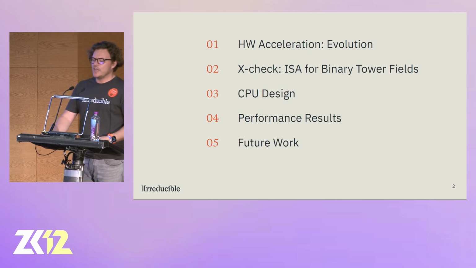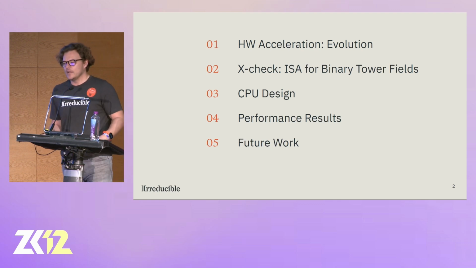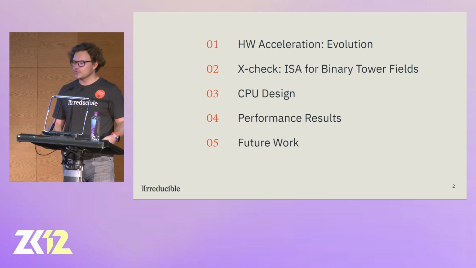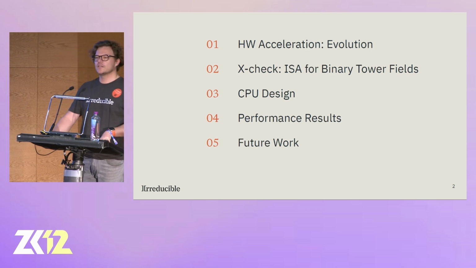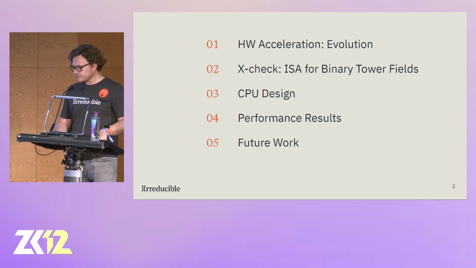What I'm going to be talking about today, I'm going to give a little bit of a review of the evolution of hardware acceleration. I'm also going to be talking about this particular instruction set architecture, which is native to the binary tower fields which are used for Binius, our proof system. I'll talk about the CPU design, I'll talk about our performance results, and I'll reflect on the future work.